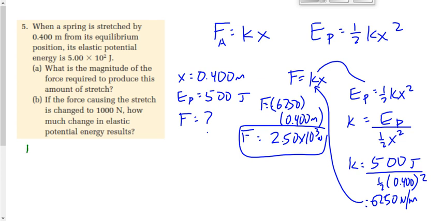Let's say for question B, Ep is equal to 1/2 kx squared. Do we know the value of k? If we've changed the force, does k change? Nope. It's the same spring, right? As long as it's the same spring, k stays the same, and that value would be 6250. The value of x, oh, we don't know. So we got to find it.